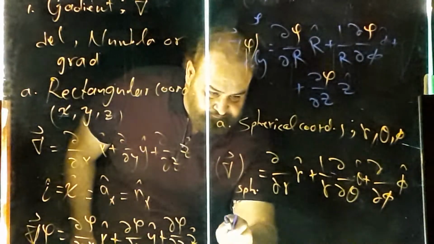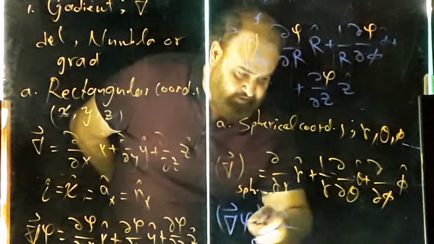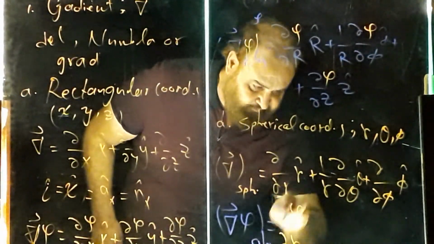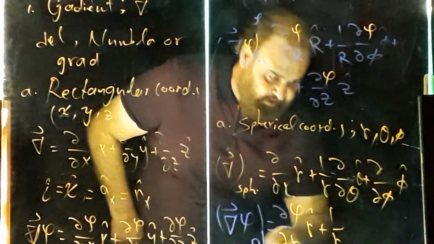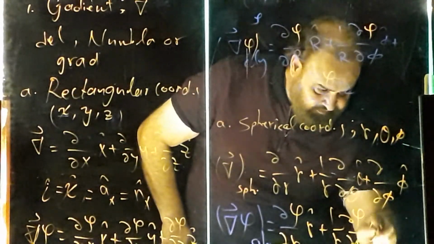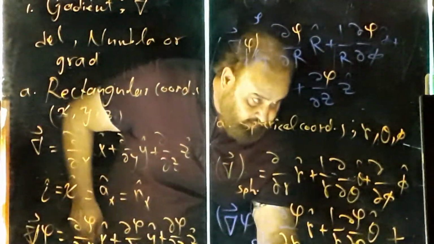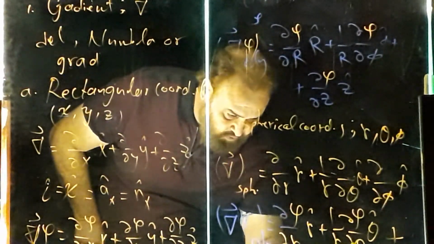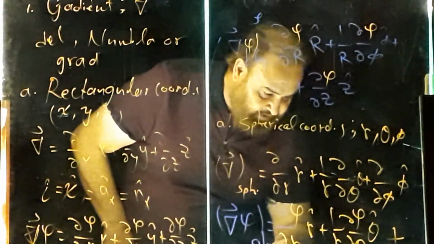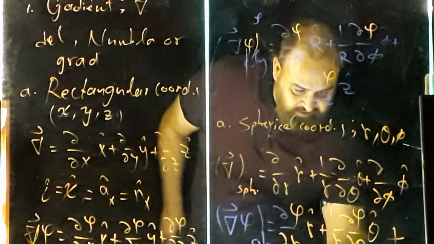And if we take the gradient of phi in spherical coordinates, it is partial phi over partial r, r hat, plus 1 over r, partial phi over partial theta, theta hat, plus, I forgot the index, 1 over r sine theta, partial phi over partial phi, phi hat.